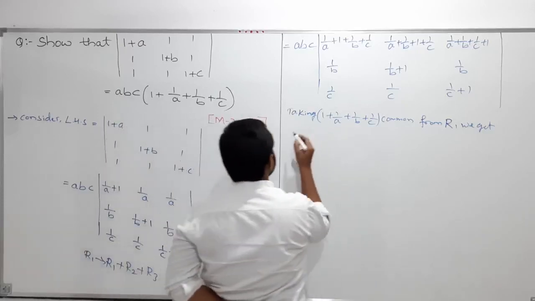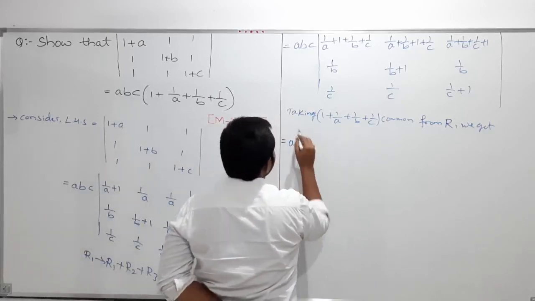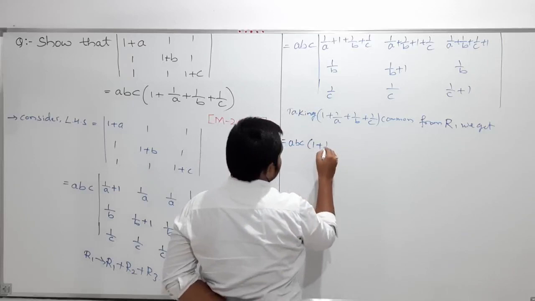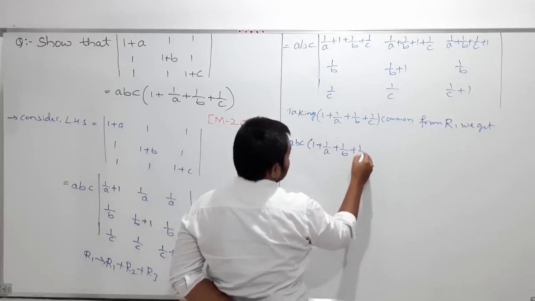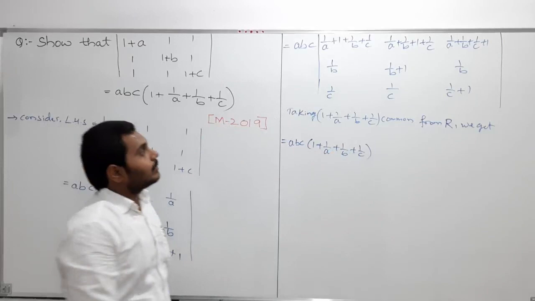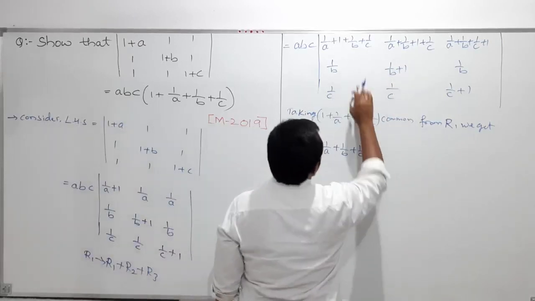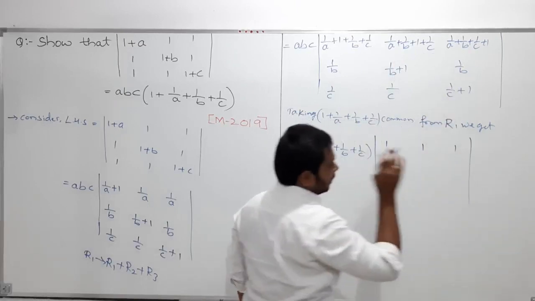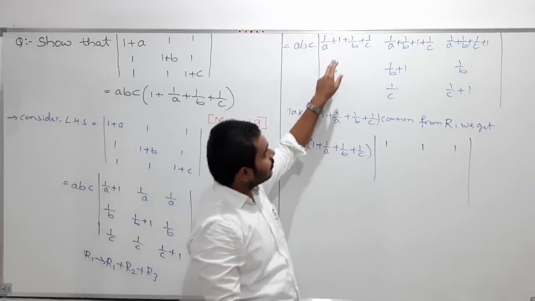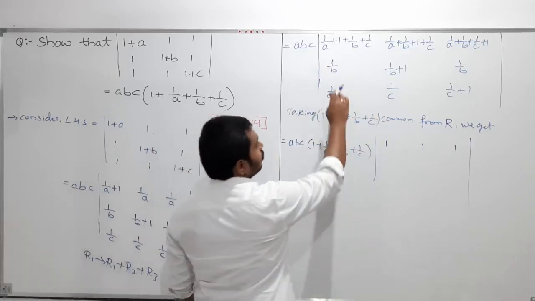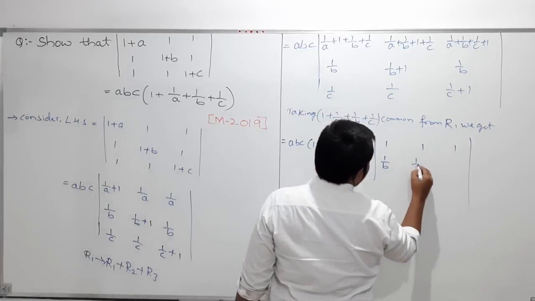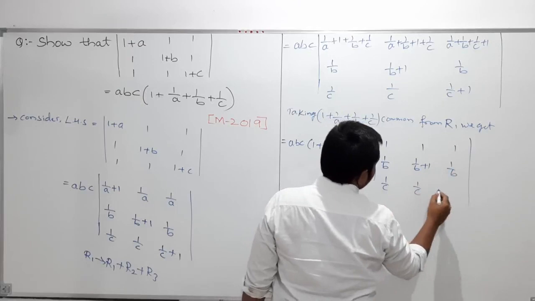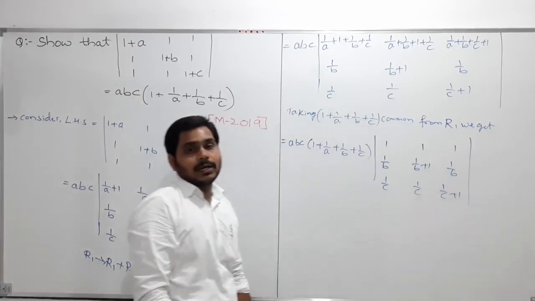Clear? So now my dear students, this is a into b into c. Already a b c outside I took into this element. So 1 plus 1 by a plus 1 by b plus 1 by c. And now my dear students, in the row 1 what is remaining? In the row 1 here it is 1, here also 1, here also 1. Because this term I am taking outside from the row 1, and next row 2 as it is, 1 by b plus 1 by b. Next here is 1 by c, 1 by c, 1 by c plus 1.